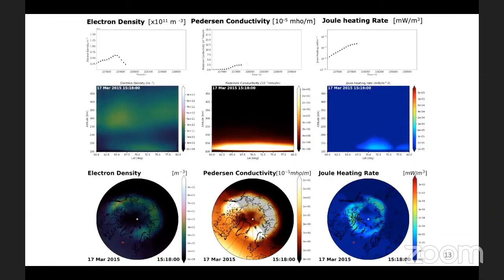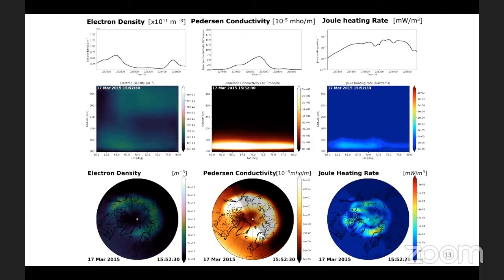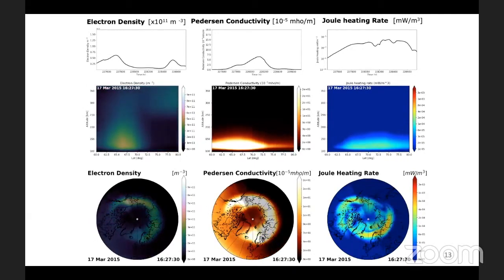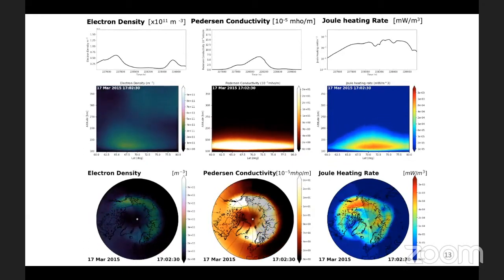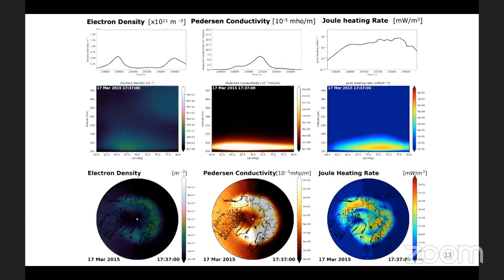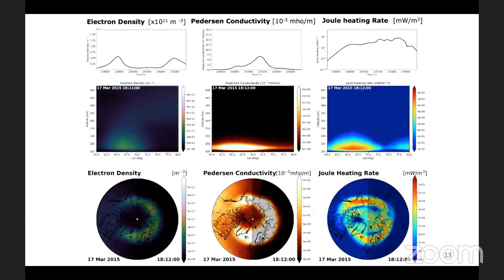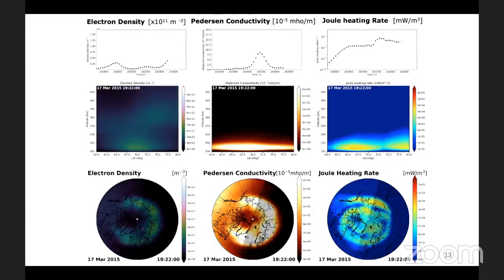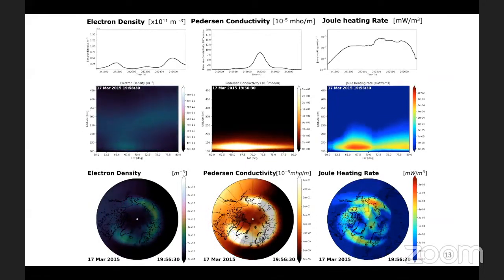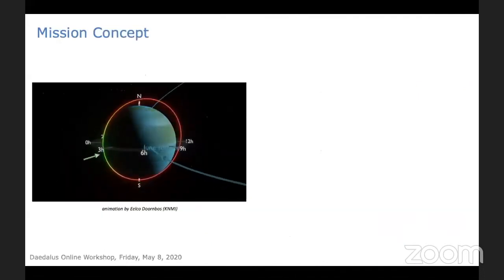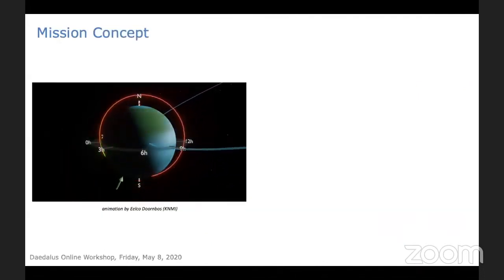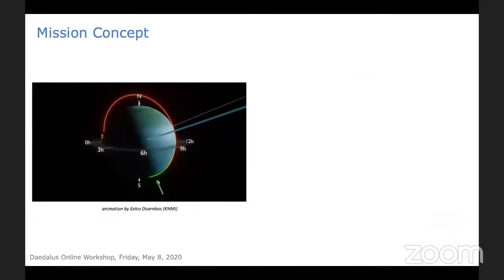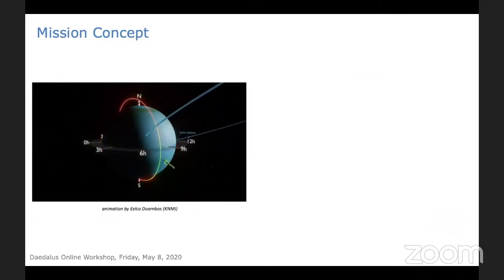So this gives a movie of the sequence of events and how Daedalus will enable revisiting this area and giving an estimate of the evolution of these processes. To briefly show the measurement concept, measurements in this altitude range, in the 100 to 200 region, for a prolonged time can only be done via elliptical orbits.